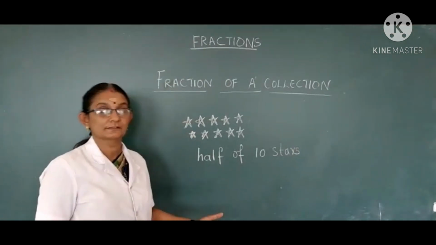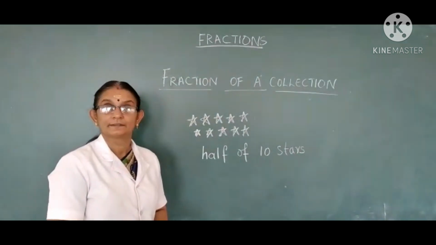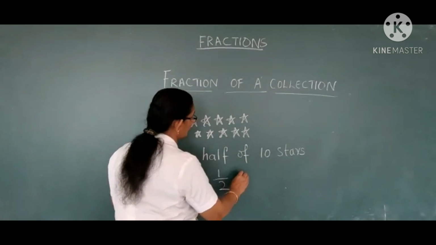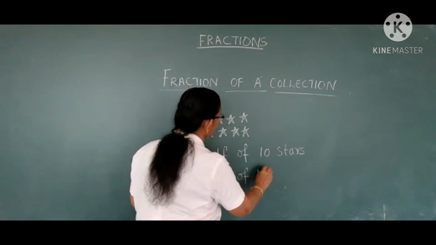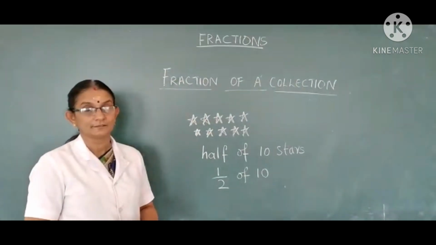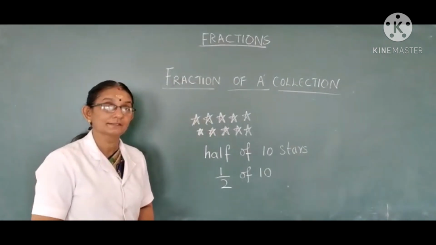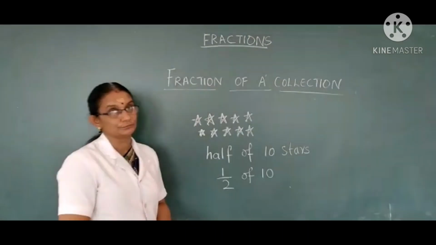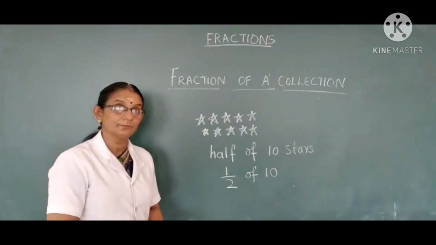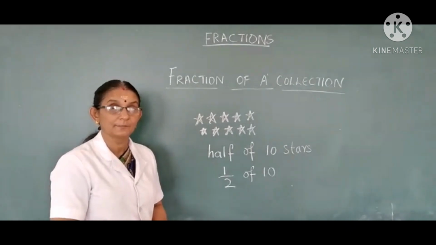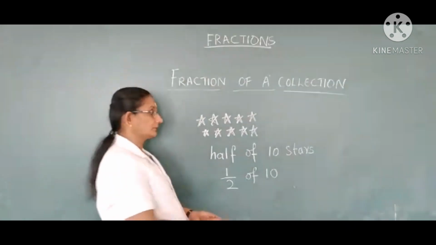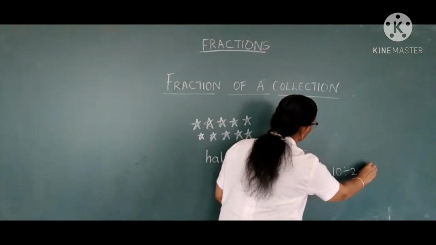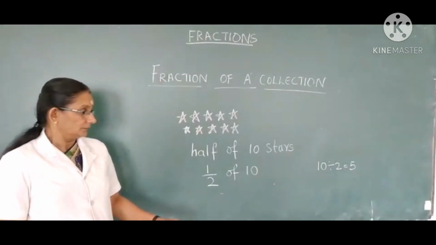So, how do you represent half? Yes, as 1 by 2, isn't it? So, I need to find out 1 by 2 of 10 stars. Okay? So, what you have to do is, first divide 10 by 2. What is 10 divided by 2? 10 divided by 2 is equal to 5, isn't it?